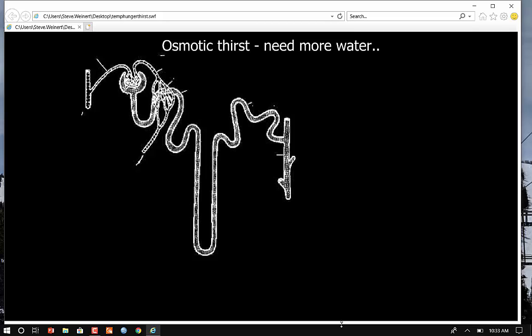So the part of the brain is called the OVLT. Anybody know what Ovaltine is? It's a vitamin fortified chocolate milk.